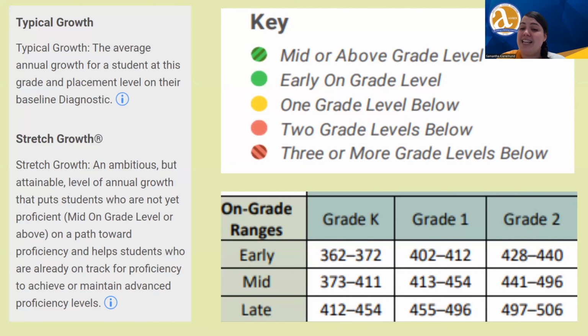Typical growth is a standardized section of where a first grader, second grader, kindergartner should be projected based on the nation. So if we took 100 first graders from all across the nation, this is where the average would be for that first grader. So the scores that you're going to see are based on that.